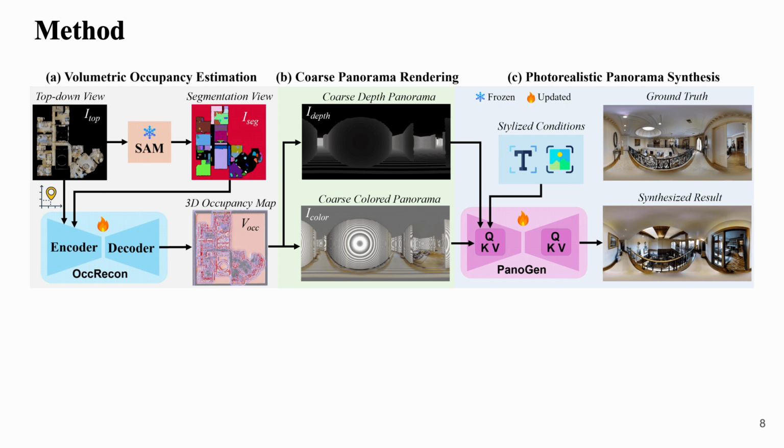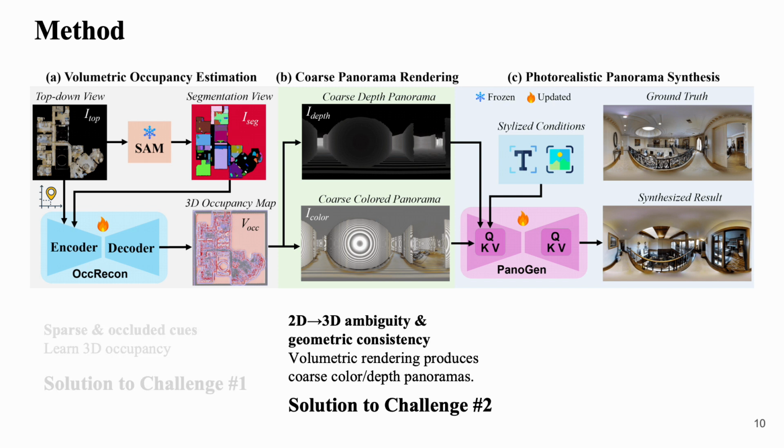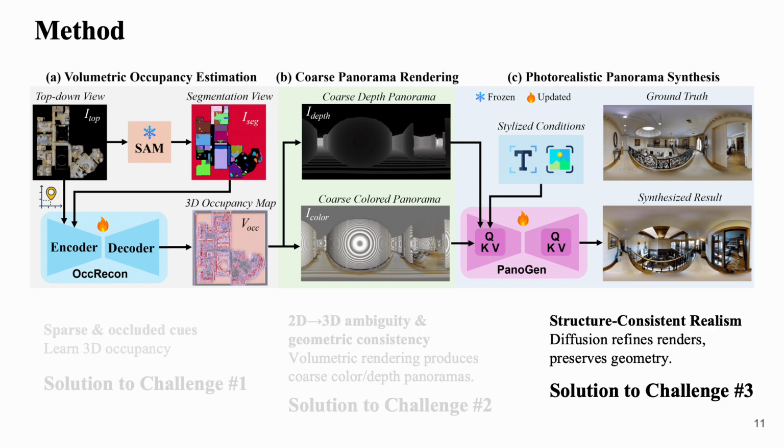Our solution is a three-stage coarse-to-real design. The first is volumetric occupancy estimation, named Algo. The second is coarse panorama rendering. And the third is photorealistic synthesis, the Pano Gen, conditioned on the rendered geometry. This is how we solve the three challenges.